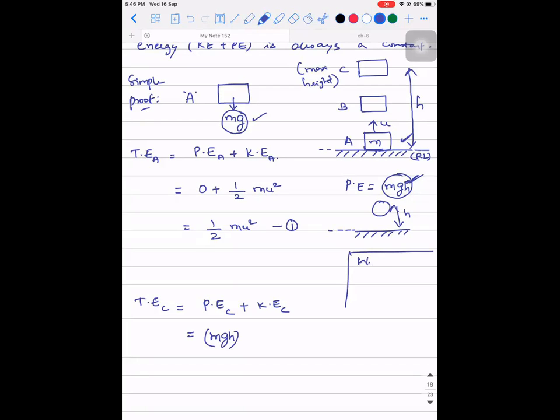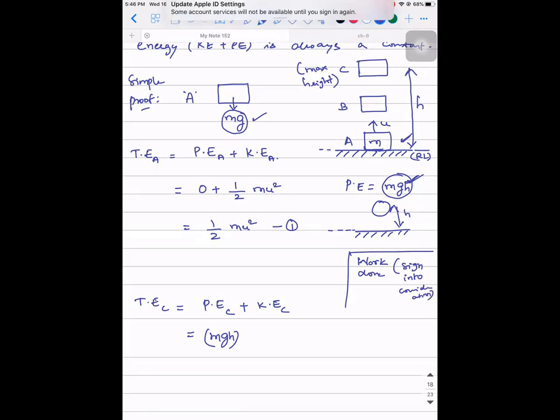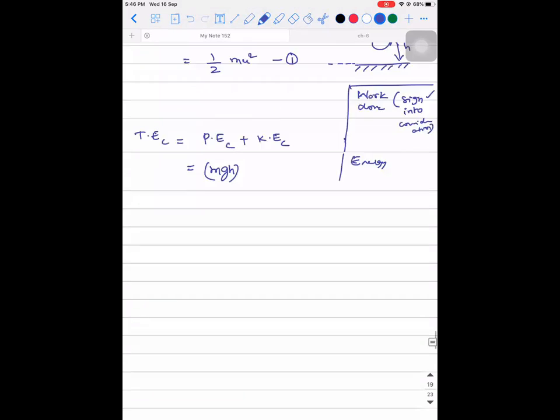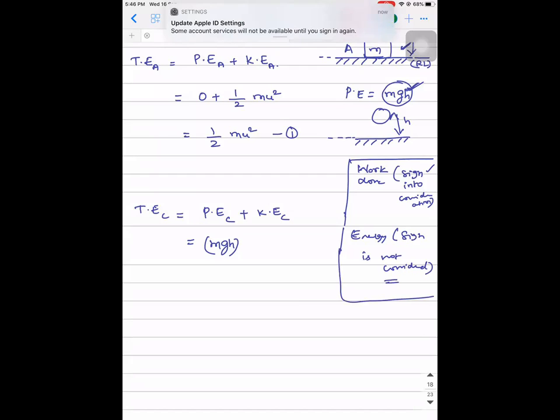Okay. See, I will ask you 2 questions in this chapter. When I ask you work done, then you will take sign into consideration. Make a note of this. Because when the object has gone from A to C, mg is downwards, h is upwards. So it would have been minus mgh. But here I'm not writing minus mgh because I'm speaking about energy. So energy means sign is not considered. Okay, make a note of it. So you write the magnitude, that is more than sufficient.